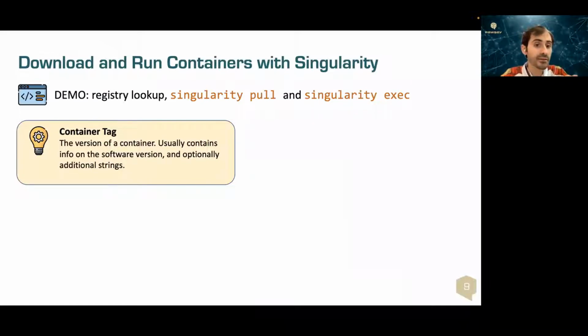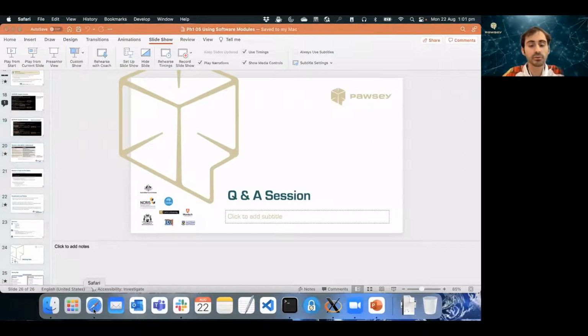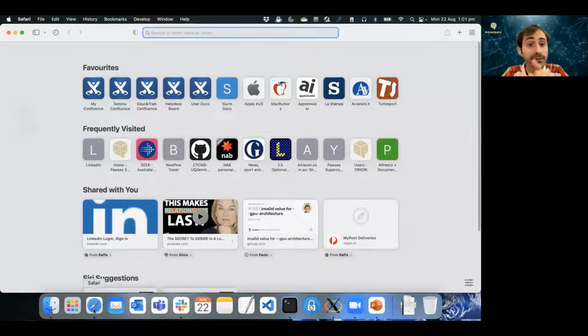Before doing that, just a small definition. I'm going to call container tags. A container tag is what we typically use to specify the version of a container. It is custom specified by whoever built the container. It usually contains the version of the package. It can also contain additional strings. With that being said, let me now go to the web browser.